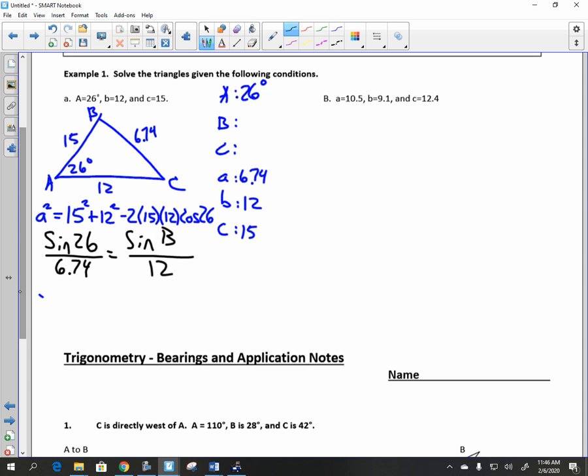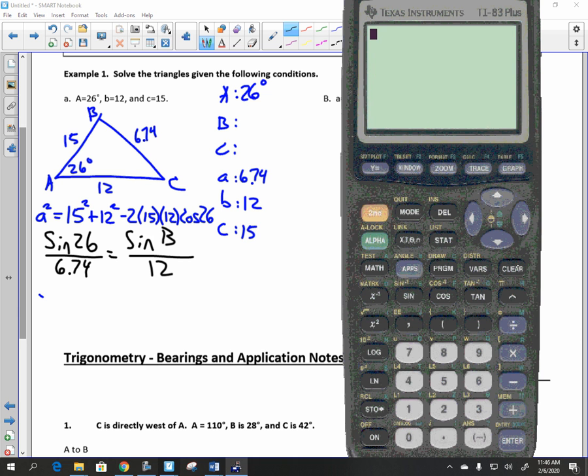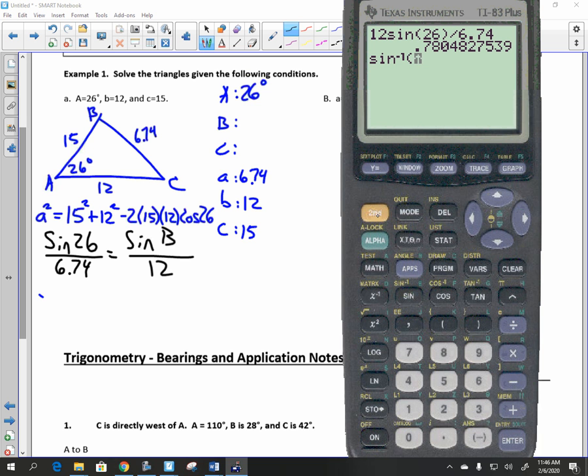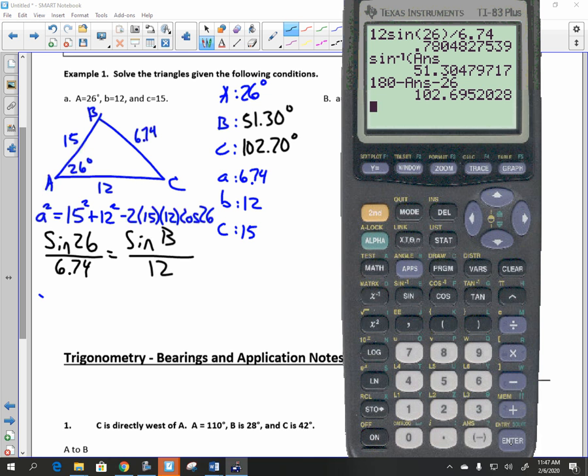So I cross multiply, and we go 12 sine of 26 divided by 6.74. Can sine be equal to 0.78? Sine inverse that answer. I got 51.3. Now I just subtract from 180. 180 minus the answer and minus 26, and I get 102.70. So did I end up with an obtuse angle? I did, but here's the key, folks.